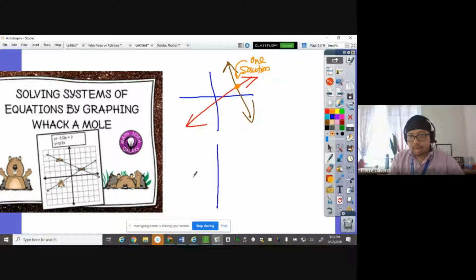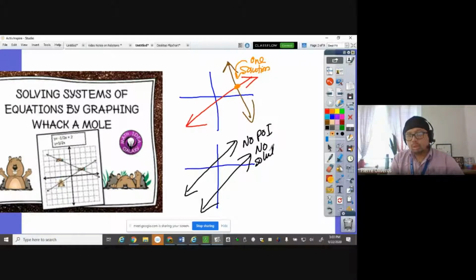There are times that they are going to be parallel. If they're parallel, they will not intersect. There's no POI, so no solution. And there are times that this is the graph, and the other graph is exactly the same as the other equation. Since they intersect at all times, this is going to be either all real numbers or many solutions.